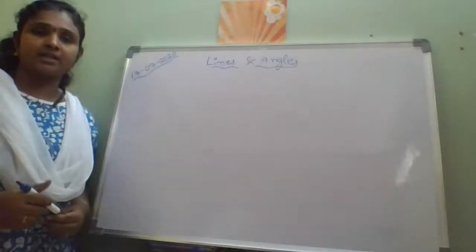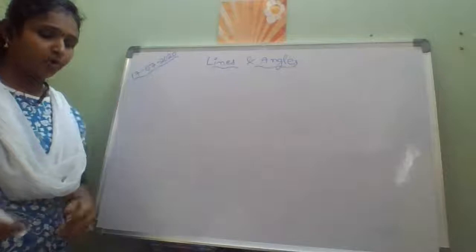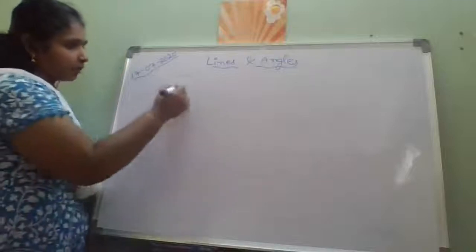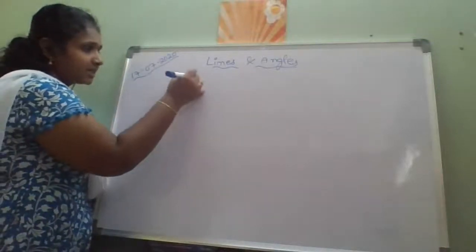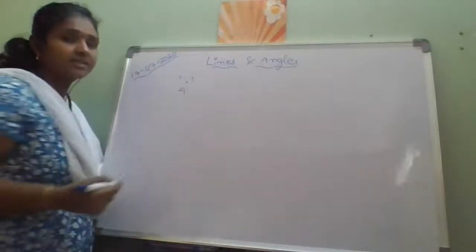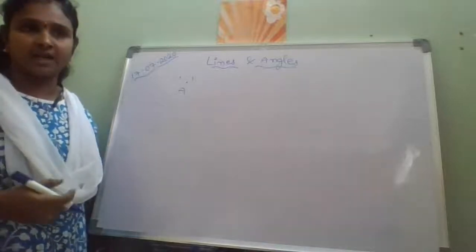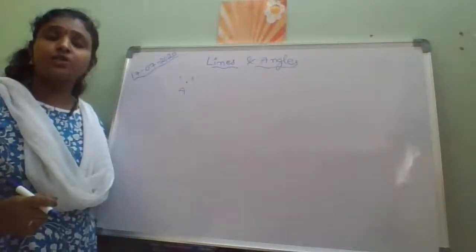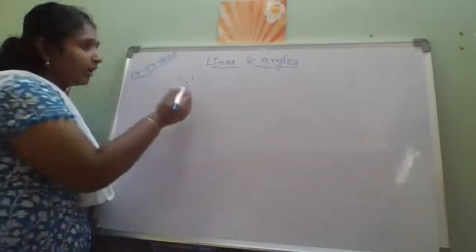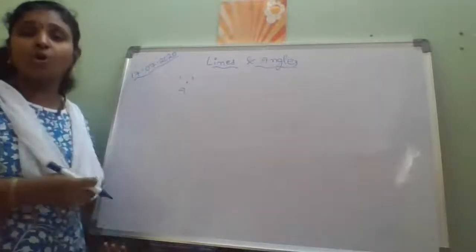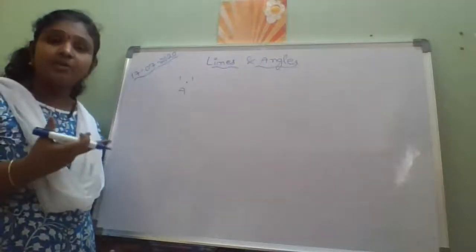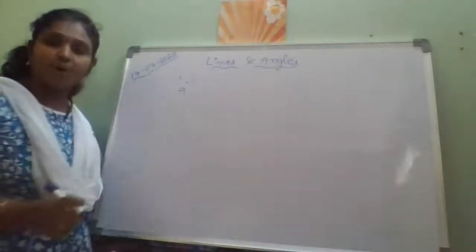In these lines and angles, we have some ideas about point, line segment, and ray. So we know already about all this. This is a point. A point is represented by letters like A, B, C, and so on. This point is useful for locating a place. And for a point, there are no dimensions. No dimensions means no units, no length, no breadth, no measurements for a point.